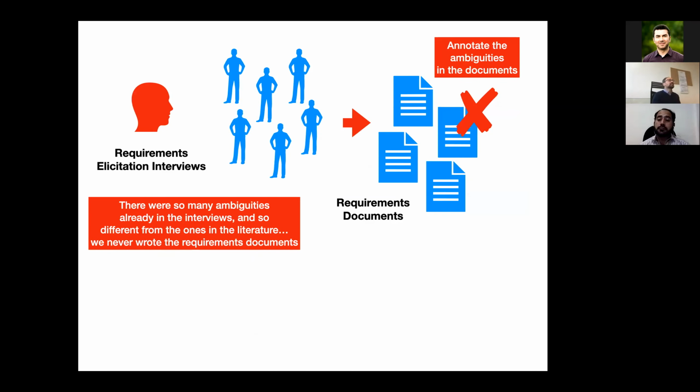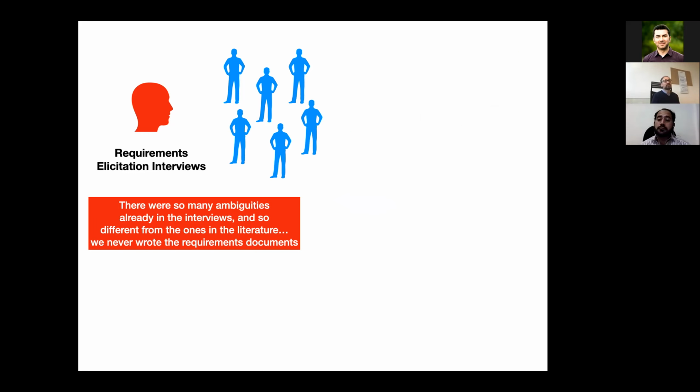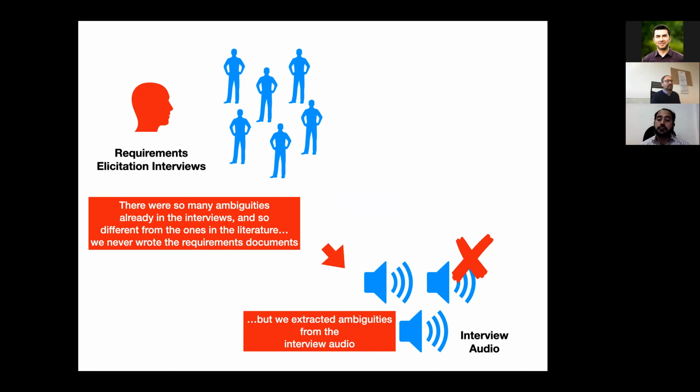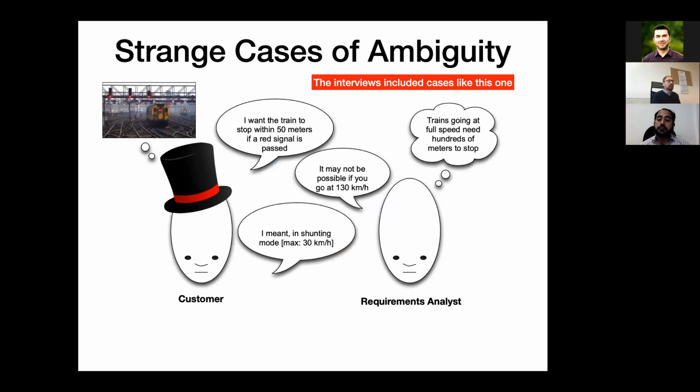But after the interviews, we saw that there were so many ambiguities that were already present during the conversation, and they were so different from the ones that were appearing in the literature in Dan Barry's book. So in the end, we never wrote the requirements document. We stopped with the interviews, and we decided to extract the ambiguities from the interview audio, so to annotate the actual interview audio. To give you an example of the strange cases of ambiguity, let's consider this slide.